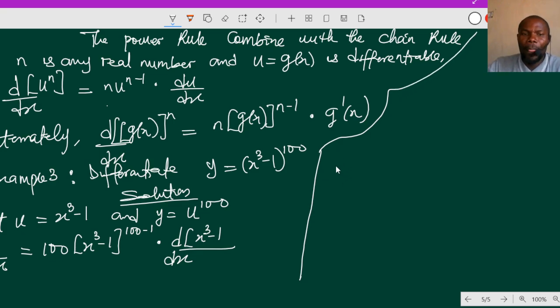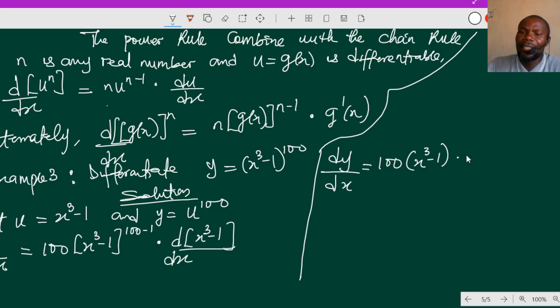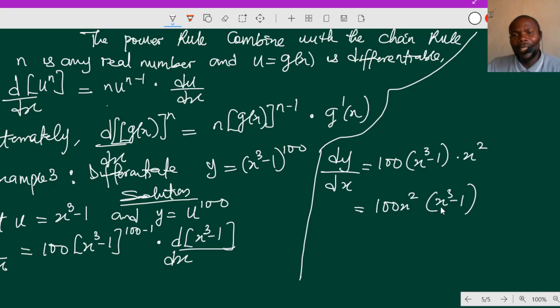The format so far: dy/dx will now be 100 times x cubed minus 1 to the 99, times the derivative. In differentiating x cubed minus 1, it gives you 3x squared. So the final answer here will give you 300 x squared times (x cubed minus 1) to the 99. So this is the final answer so far.